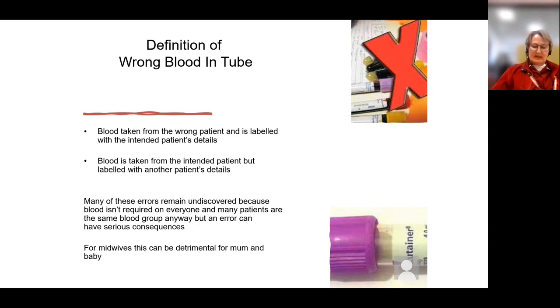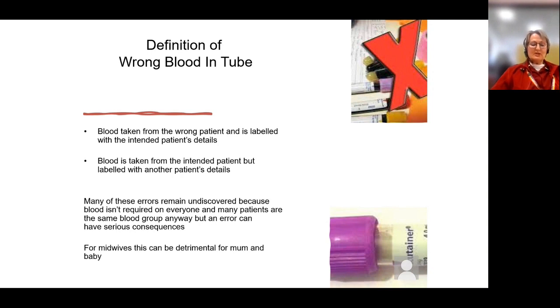Mislabelling errors, or wrong blood in tubes, can result in an undetected antibody, perhaps, that's developed in pregnancy. So we could miss haemolytic disease, couldn't we? Because we might have taken blood from the wrong patient and it's gone through as a different patient. We might miss giving somebody anti-D prophylaxis because we group them as Rh negative and they're really Rh positive. We might give them an unnecessary anti-D injection because we think that they're negative, but actually they're positive and we've had the blood from the wrong patient.